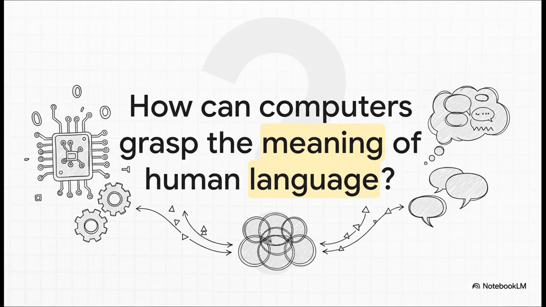Computers live in a world of ones and zeros, right? It's all just math to them. But our language, it's messy, it's full of nuance and context. So how do you possibly bridge that gap? It sounds almost impossible. But the solution? Well, it's nothing short of genius.